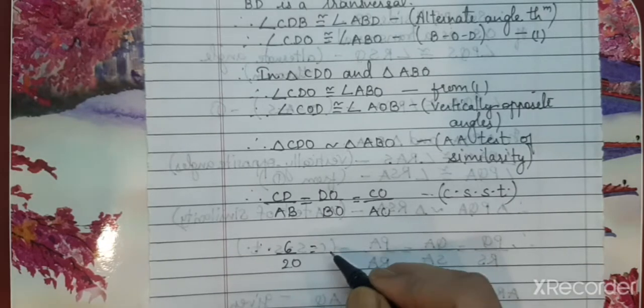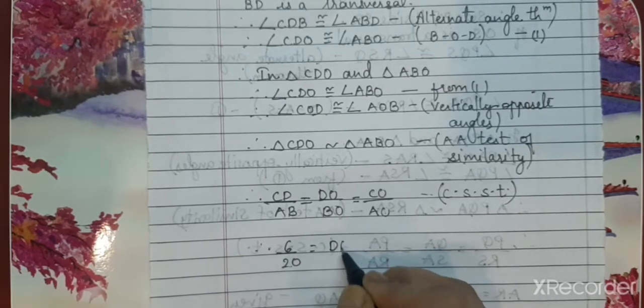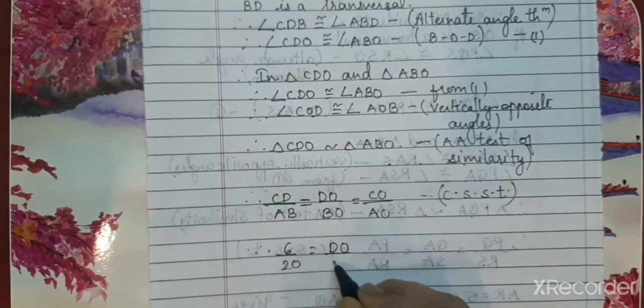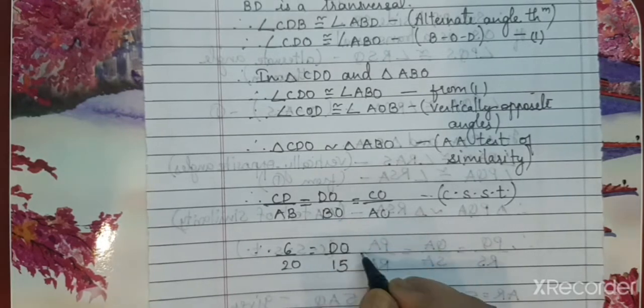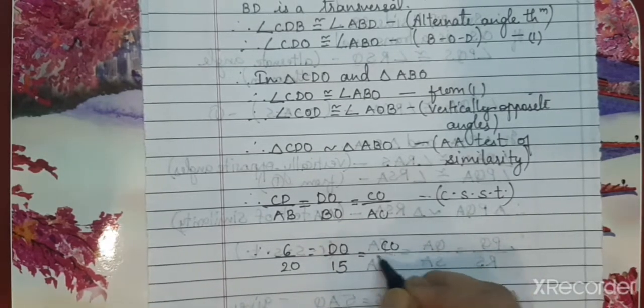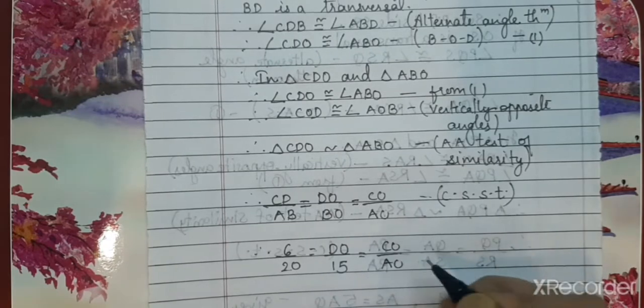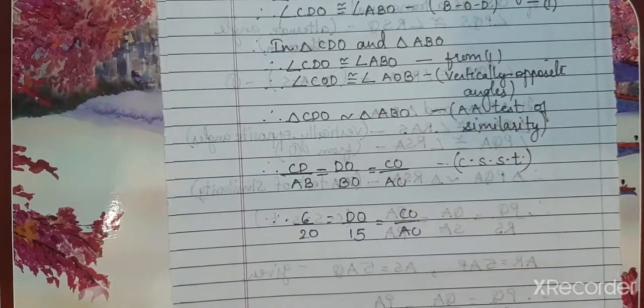DO is asked to find. OD is asked to find. So, it is one and the same. OB is 15. CO and AO, nothing is given. So, that is fine. Okay.